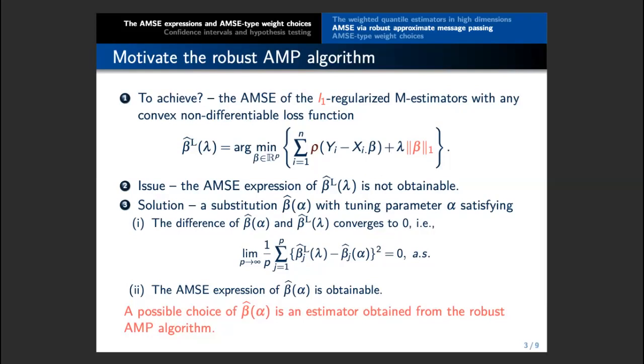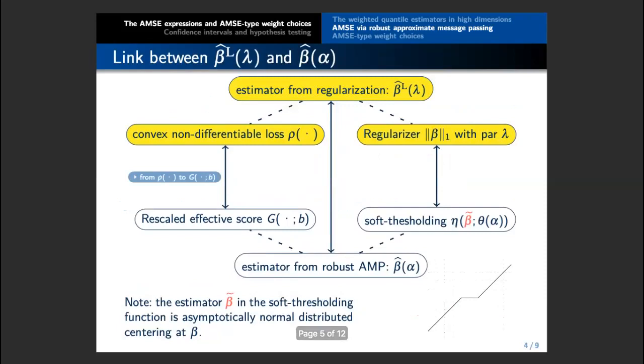A possible choice of the substitution is an estimator obtained from the robust AMP algorithm. The robust AMP algorithm is an iterative algorithm consisting of 3 steps, and the iteration steps are indexed by t. I will not give details about this algorithm here, but I will talk about the links between estimators from regularization and estimators from the robust AMP algorithm here.